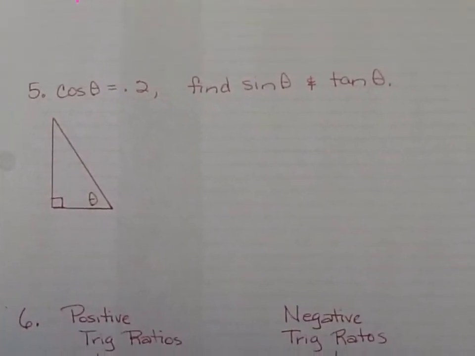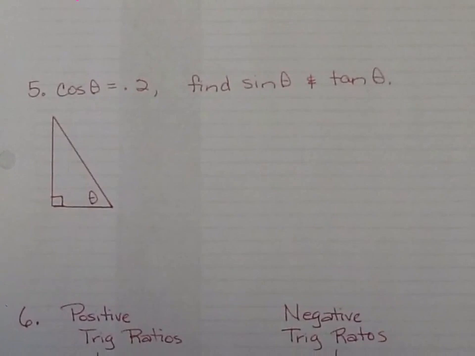So the next problem says that cosine theta is equal to 0.2. Well, if we say 0.2 correctly, it's 2/10. Well, I'm going to take that 2/10 and simplify that to 1/5. So that means that cosine theta is 1/5. So that's adjacent over hypotenuse. So I need to figure out the opposite side. So I'm going to do the Pythagorean theorem. In this case, it's actually subtraction. So it's 25 minus 1 is the square root of 24.